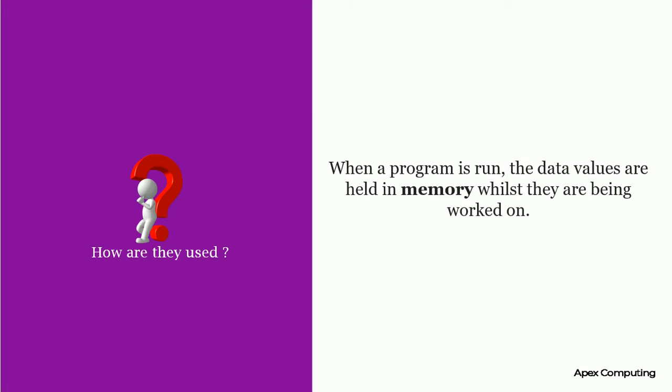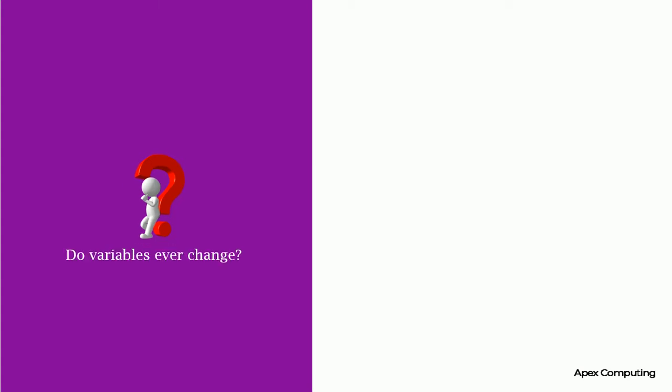Well, I think I've spoken about this. When a program is running, the data values, the entries from your keyboard, the data from files on your disks are kept in memory while your program is still running. So that's how they are used. They are kept in memory in containers that are referred to as variables. All right, do variables change?